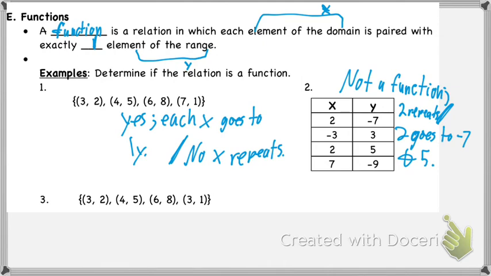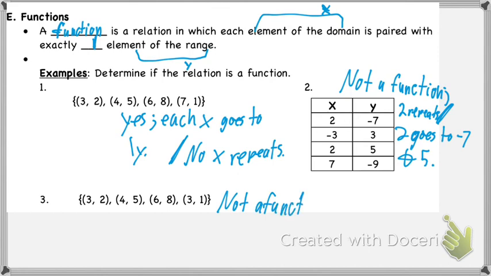Okay, good. I like putting things in terms of food and money. Okay, let's look at number 3. 3, 2, 4, 5, 6, 8, and 3, 1. Not a function. Why is it not a function? Because 3 goes into 2 and 1.